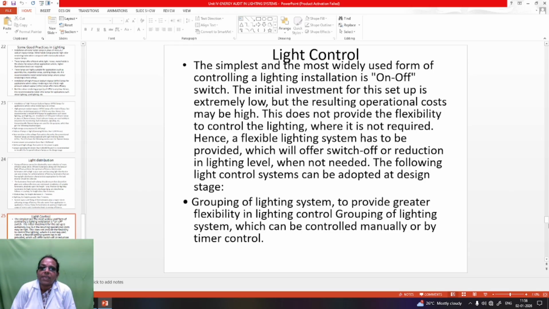Grouping of lighting system to provide greater flexibility in lighting control. Grouping of lighting system which can be controlled manually or by timer control.